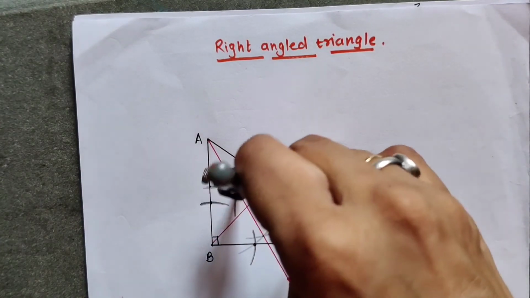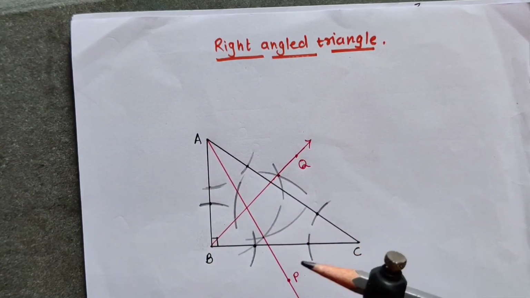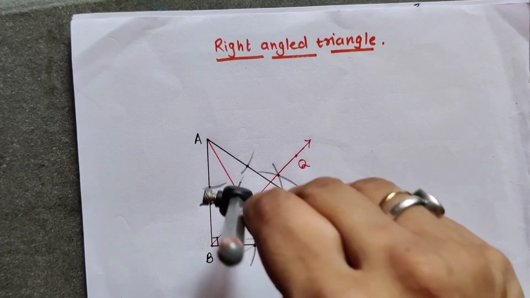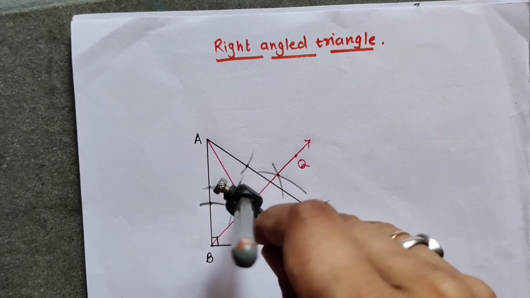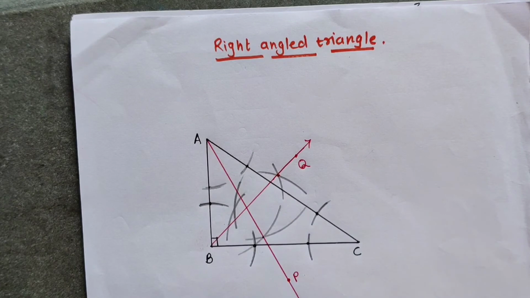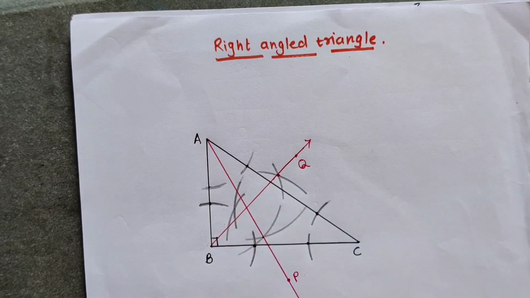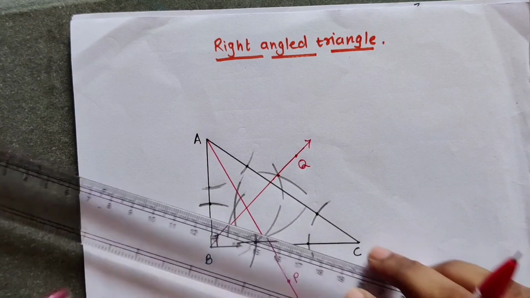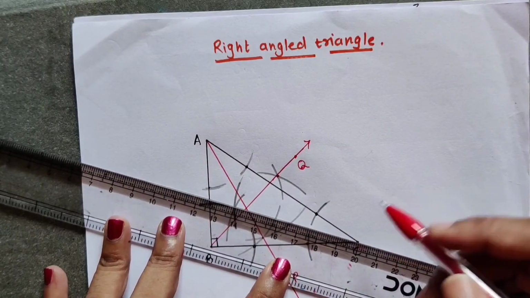So from keeping this pointer on this point, I have drawn 1 arc. Now I have to draw the second intersecting arc to this. Okay, so in this way I have drawn the second intersecting arc here, and I have got the point of intersection. Now I will be joining this point of intersection with C, vertex C.